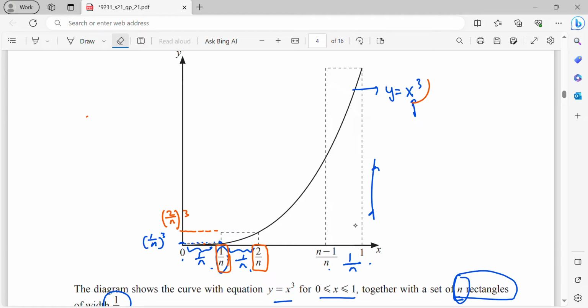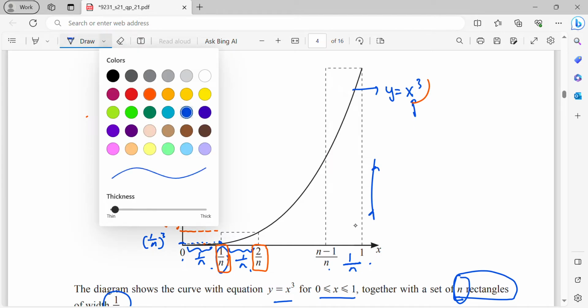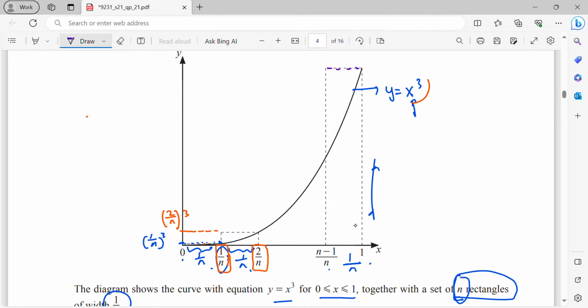Okay, so from here until the last one, here the last one, this is going to be 1 cubed. Or you can say this is n/n, right? (n/n)³.